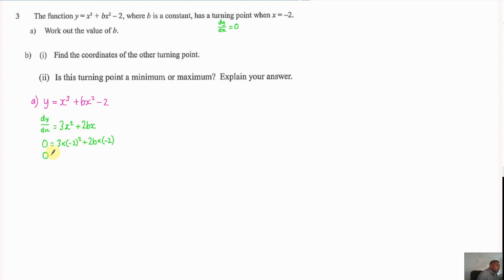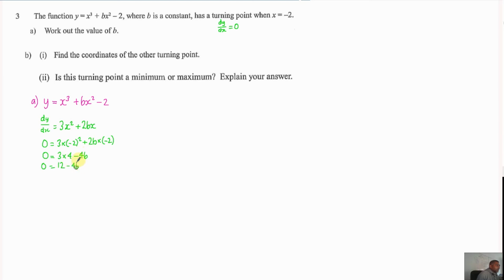A common mistake here: 3 times minus 2 squared is minus 4. It's not, because minus 2 times minus 2 will be positive 4. So 3 times 4, and then minus 2 times 2, minus 4b. So 0 equals 12 minus 4b.